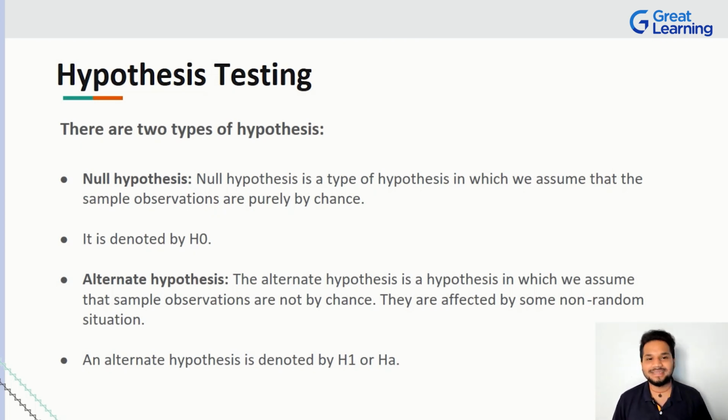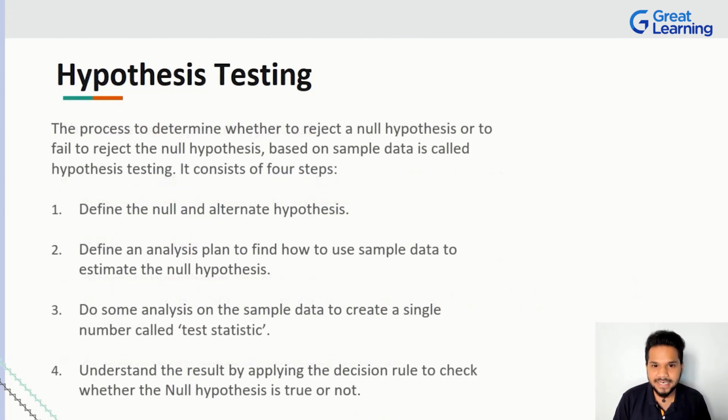H1 is nothing but the alternative hypothesis, right? So the question you should be asking is, how do you know whether you're supposed to reject your null hypothesis, or what happens when you fail to reject your null hypothesis and all of that, right? So we actually have 4 steps of how we can go on to determine this.